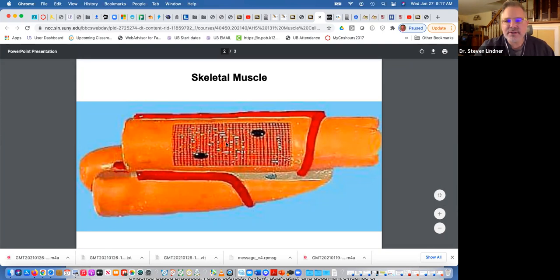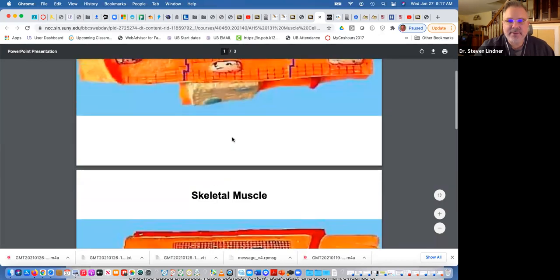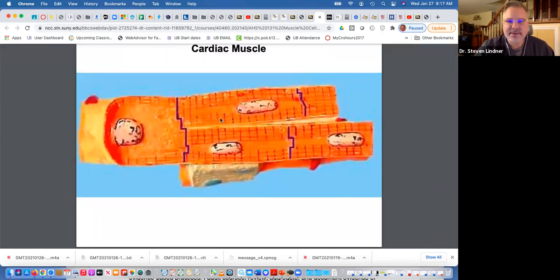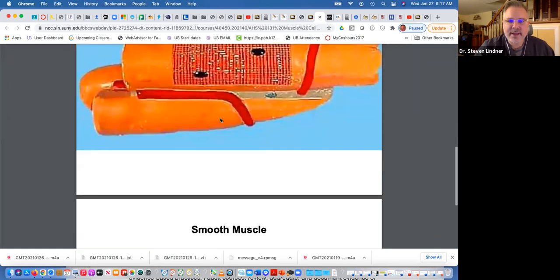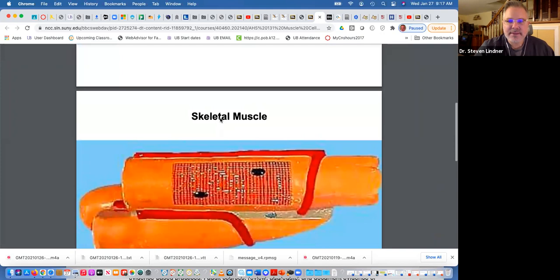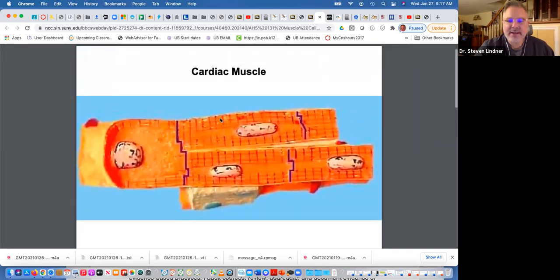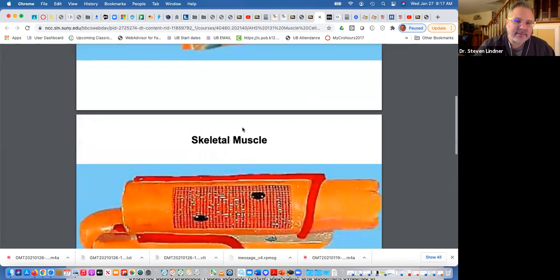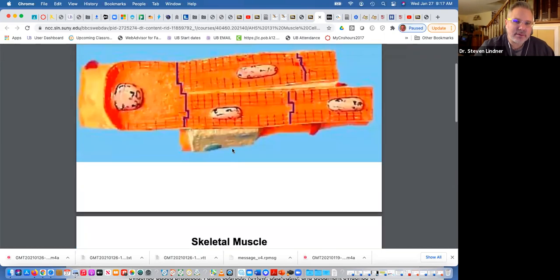Notice the striations, right? You see all the lines, light and dark. This is referred to as striated, and we see the same striations here. We don't see the striations here. It's a smooth appearance here, but in skeletal and cardiac, it is considered to be striated due to the protein filaments there. The difference between cardiac and skeletal, well, skeletal is voluntarily controlled.